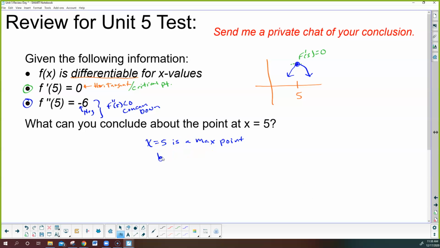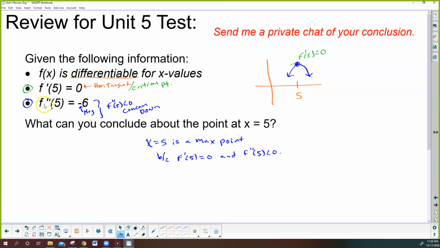So how would I justify this? It's just basically restating because there's a critical point at 5 and f double prime at 5 is concave down. It's less than 0. So I think when you see a problem like this, try to visualize it graphically and really take each piece and break down what you know.